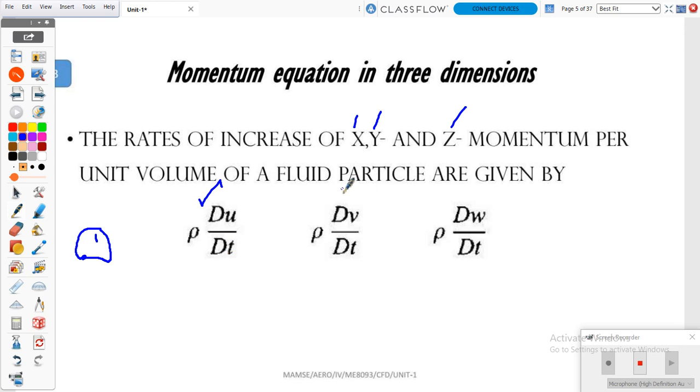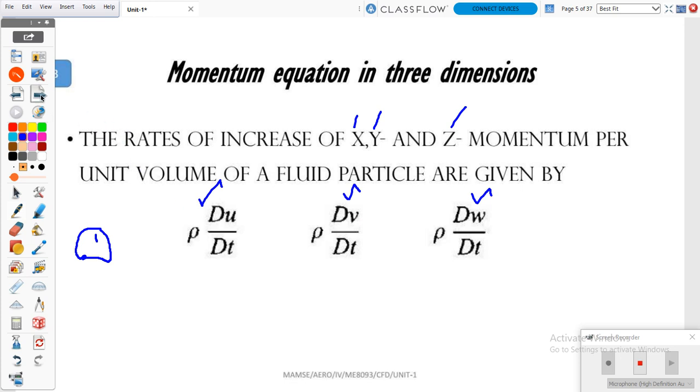And next for the y-axis, rho dv divided by dt. We only need to replace the velocity coefficients. For the x-axis we use u, for the y-axis we use v, and for the z-axis we use w. So for the y-axis the answer is rho dv divided by dt, and for the z-axis, rho dw divided by dt. So this is the first part of our assumption.